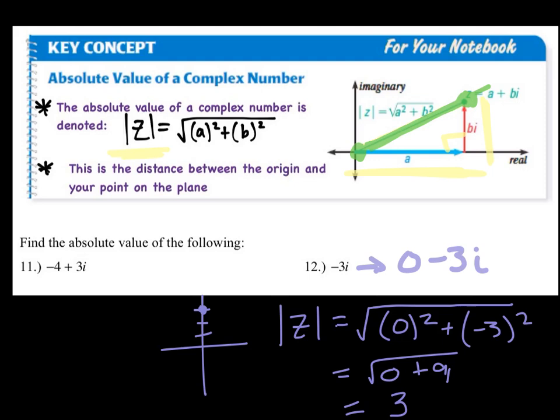But that's all you're doing. You're just finding that distance your point is away from the origin. So go ahead and find the absolute value, or the distance, for that complex number negative 4 plus 3i.